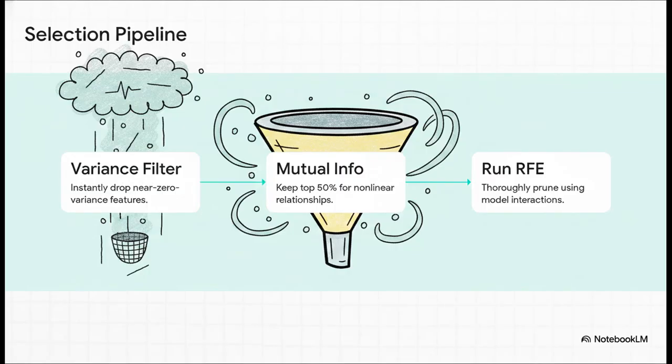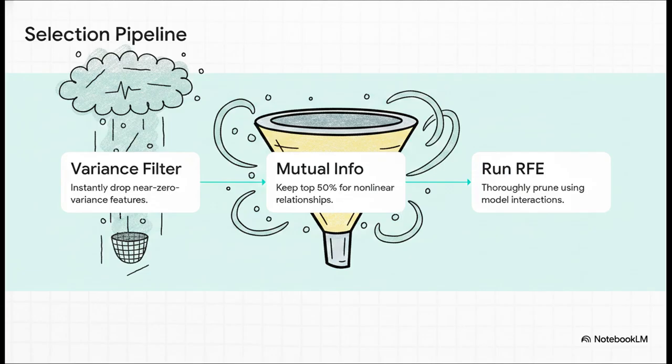So, after all that, what's actually the best approach? Well, the secret is you don't just pick one, you build a pipeline. Look at how these methods chain together perfectly, almost like a funnel. Step 1, you use the ultra-fast variance threshold to instantly catch and drop all those flatlined zero-variance features. Just get rid of them.